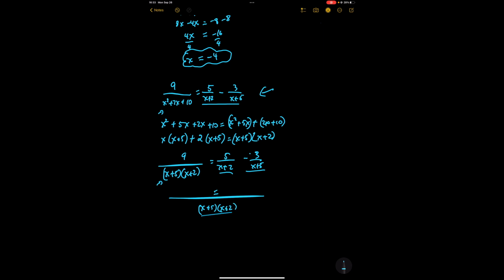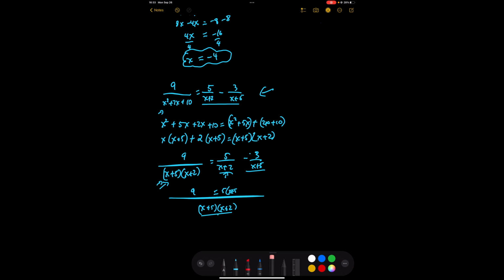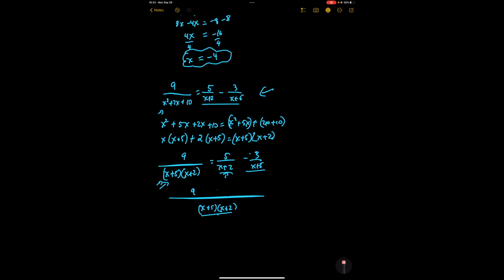So when I divide this denominator by this denominator, I get 1. 1 times 9 is 9. And when I divide this denominator by that, I get x plus 5. I get 5 times x plus 5, right? So x plus 5 times x plus 2 divided by x plus 2 is equal to x plus 5. So I get 5 times x plus 5. And x plus 5 times x plus 2 divided by x plus 5 is equal to x plus 2. So I get 3 times x plus 2.